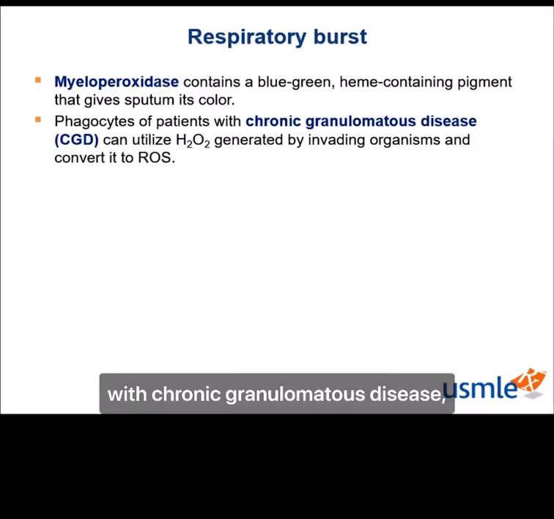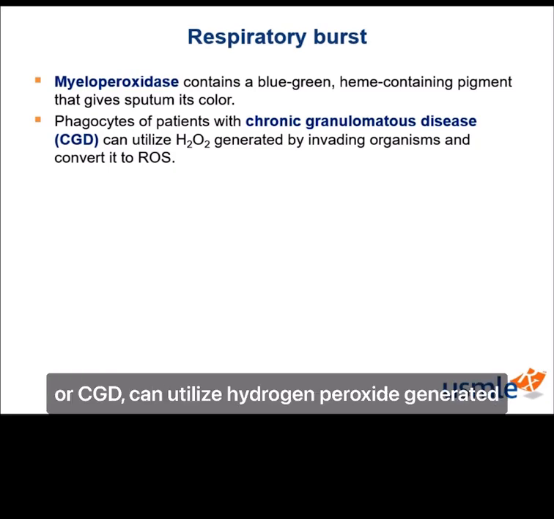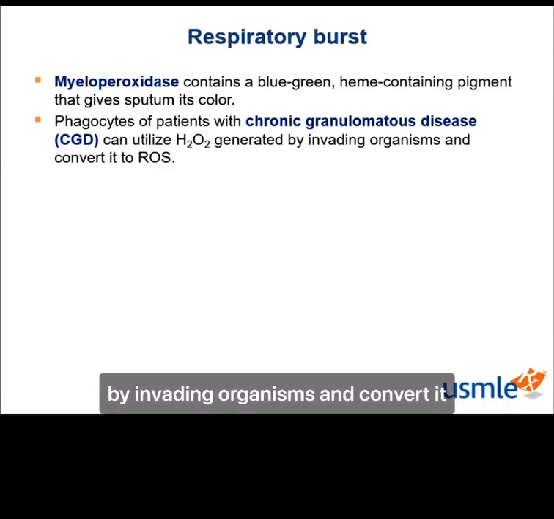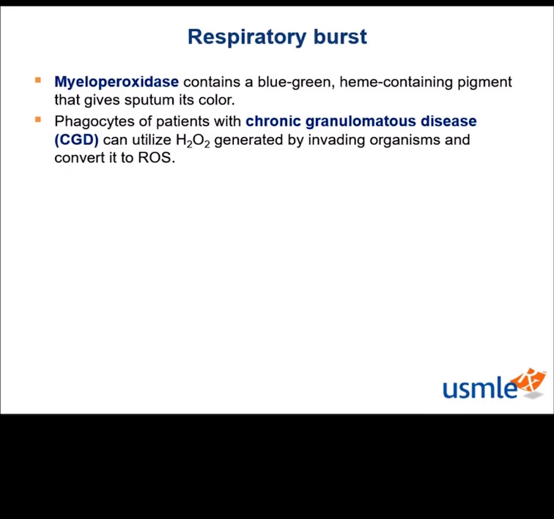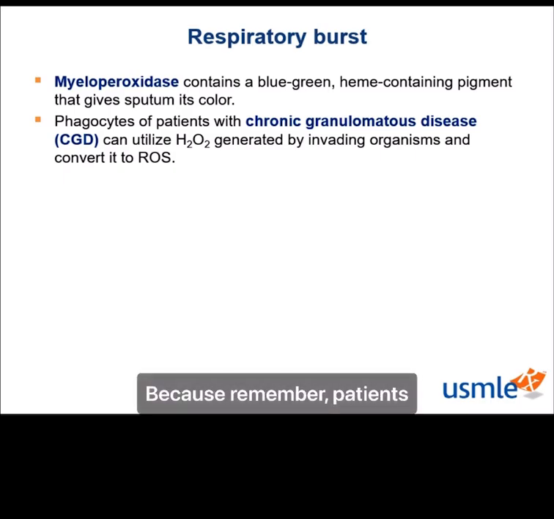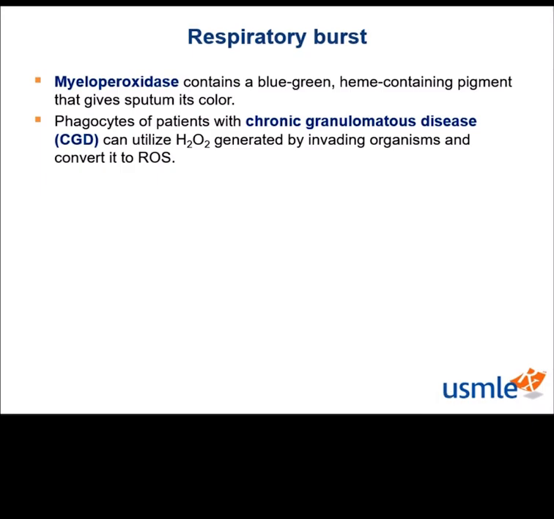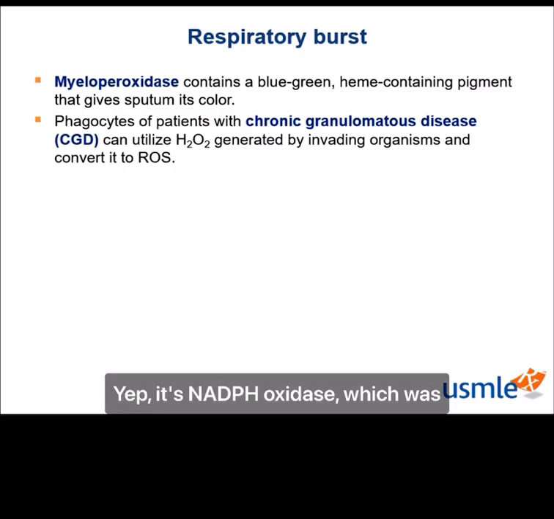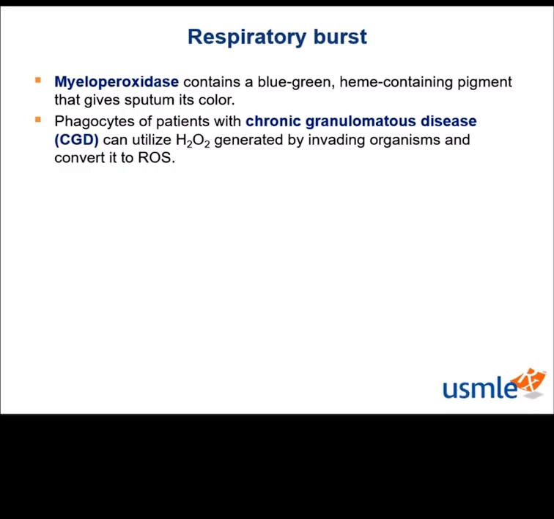Phagocytes of patients with chronic granulomatous disease, or CGD, can utilize hydrogen peroxide generated by invading organisms and convert it to reactive oxygen species. Why is this important? Because remember, patients with chronic granulomatous disease are missing what enzyme? Yep, it's NADPH oxidase, which was the first enzyme we saw in the last slide.